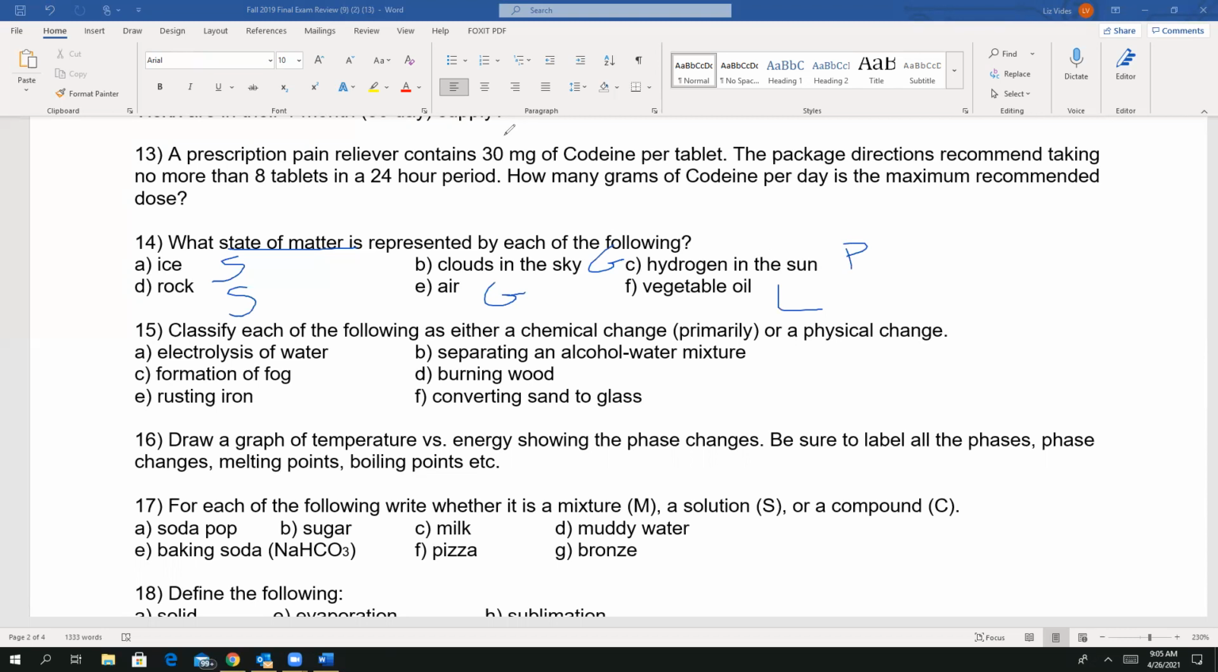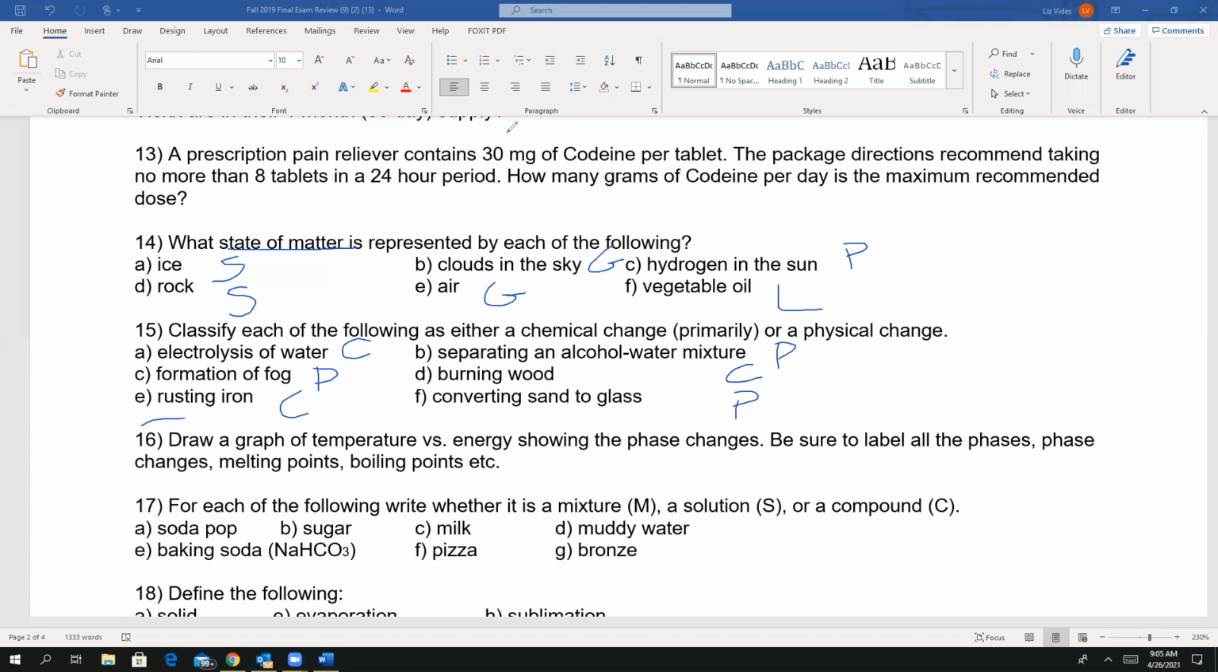Now, chemical or physical change. Electrolysis of water, that means it's breaking it up. That is a chemical. Fog formation is a physical. Rusting of iron, chemical. Separating alcohol and water, physical. Burning wood, chemical. Converting sand to glass, physical. Okay.